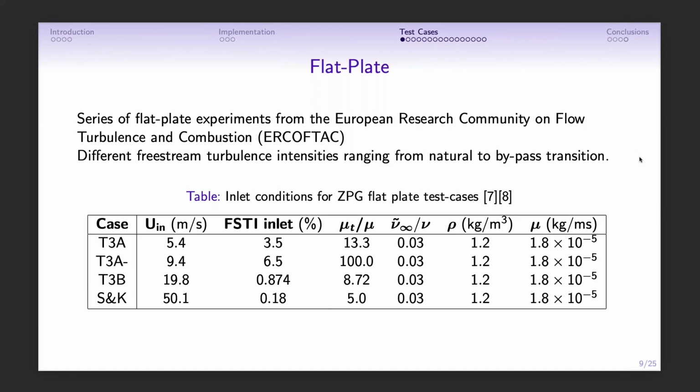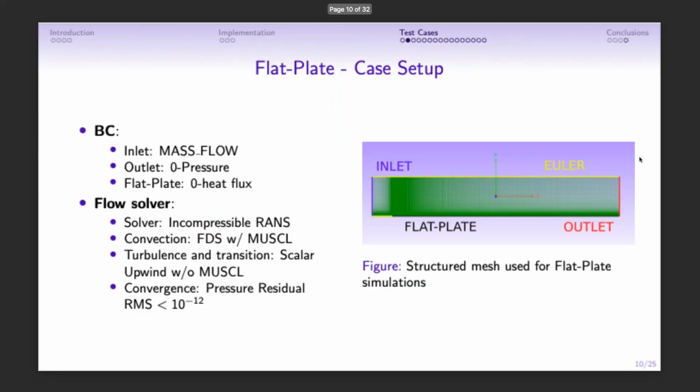One is the flat plate test case, 2 are 2D airfoils, and the last one is a 3D test case, mainly for the cross-flow stability transition. So the first one is the flat plate, which is a series of experiments from the ERCOFTAC on the flat plate with increasing turbulence intensities on the free stream, such that we can range from natural to bypass transition. And here I'm reporting the values of the test cases.